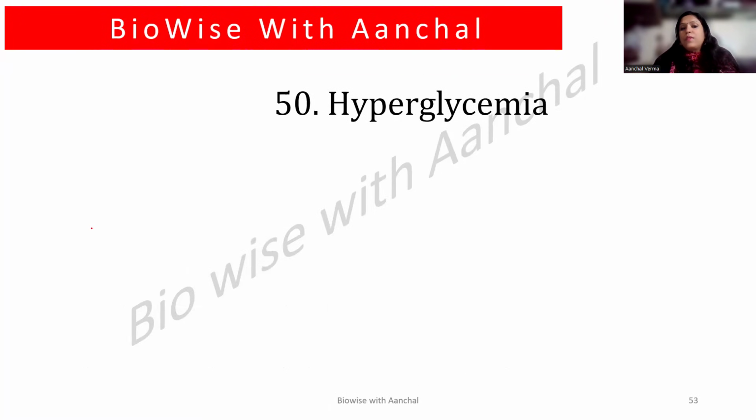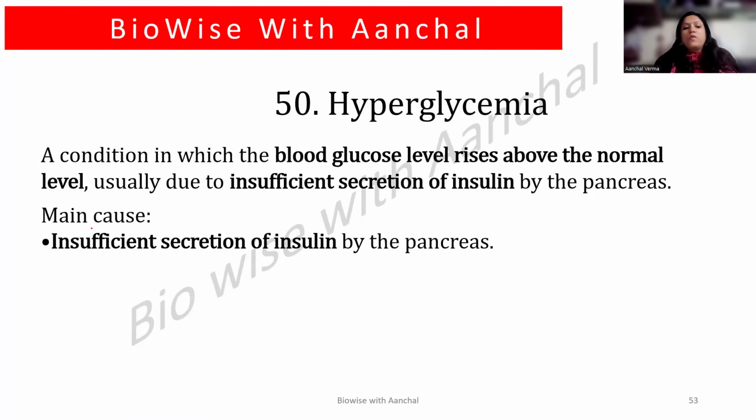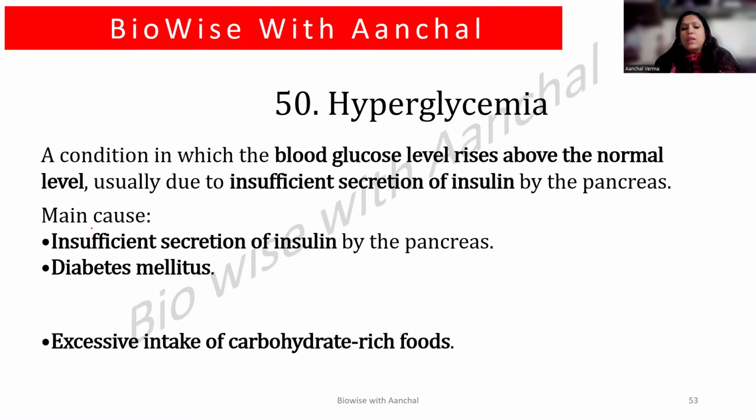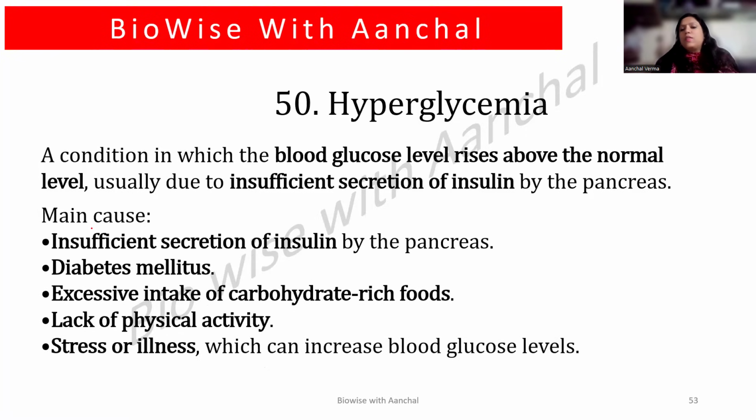And the last one, hyperglycemia. It is similar to diabetes mellitus, but other things also add up to an increased level of glucose, even if you don't have diabetes. It is a condition in which the blood glucose level rises above the normal level, usually due to insufficient secretion of insulin, or an oversupply of sugar. So the first cause is insufficient secretion of insulin, that is diabetes mellitus. Excessive intake of carbohydrate, but this is only momentary. If your body is fit, it will regulate the amount of glucose in the blood. Lack of physical activity, stress, or illness can also increase the blood glucose level.